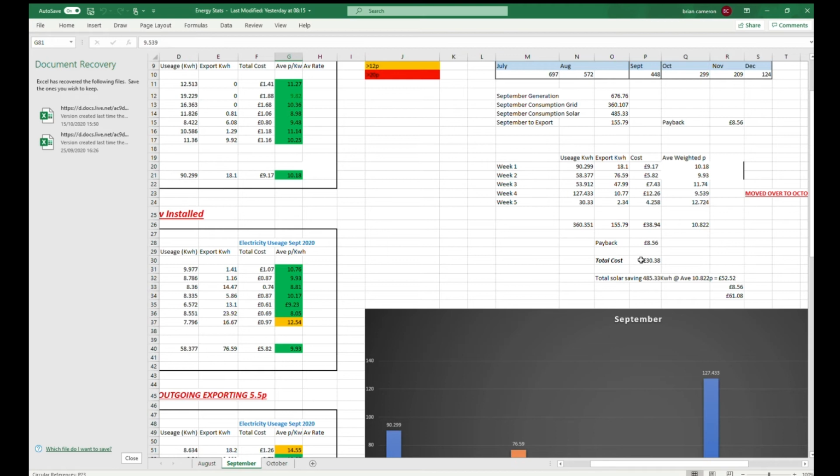So electricity, we were normally spending about £90 a month on electricity, and then about £30 a month on our gas. So 120, £130 a month. I haven't got the gas details on here yet.